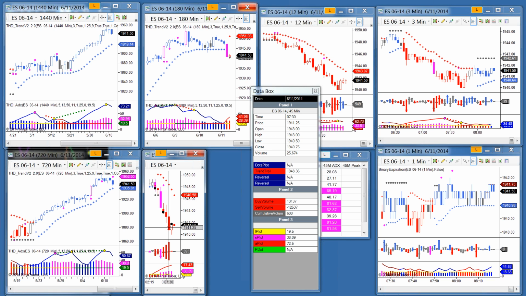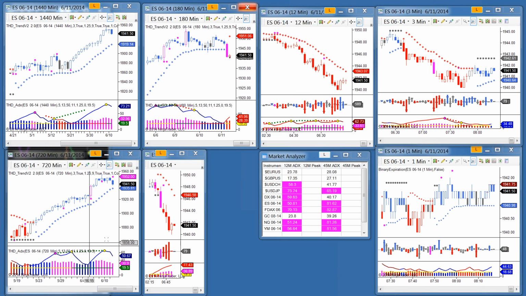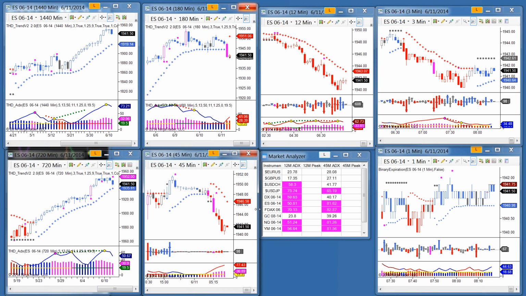So, I mean, it's like everybody went from selling to buying. Okay. All right. So again, on the 45-minute, I would expect this to pull up, retrace. It's bouncing off of this congestion dot here.